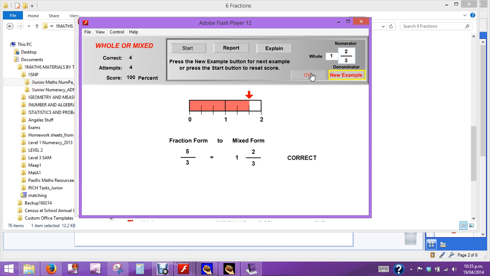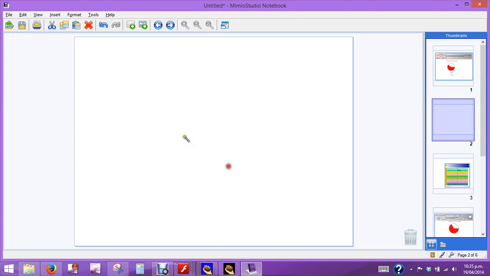Okay, 5/3 is 1 2/3. Now I'm going to labour this a little bit. I'm going to explain it because you may be missing it there. So 5/3, how many thirds go into 5? Well, I can only get 1, okay, and 1 is 3/3.